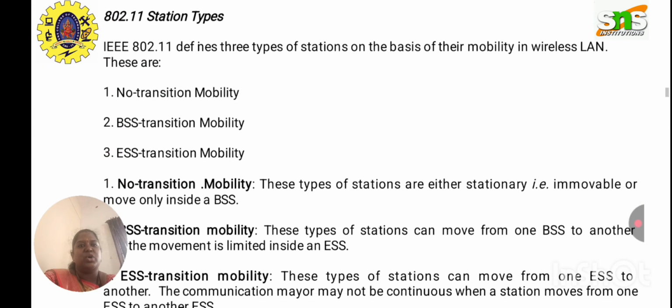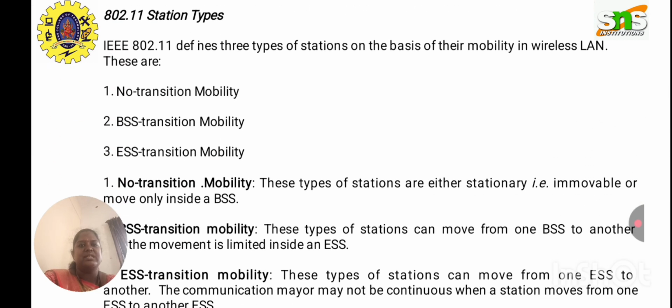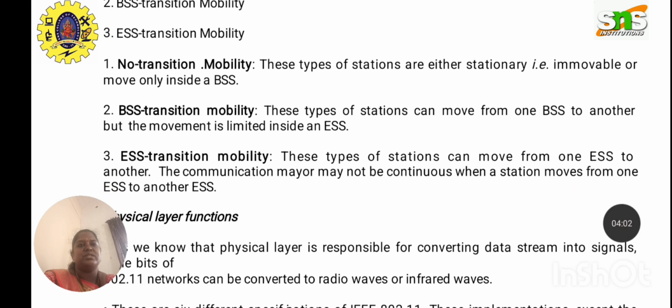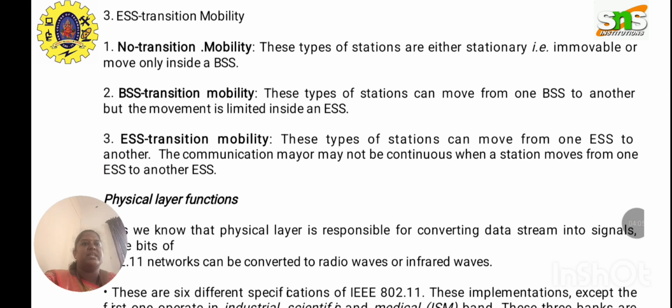We are having no-transition mobility, BSS-transition mobility, and ESS-transition mobility. No-transition mobility means these types of stations are either stationary or move only inside the BSS. BSS-transition means a station can move from one BSS to another BSS, but the movement is limited inside the ESS. ESS-transition means a station moves from one ESS to another ESS. Communication may or may not be continuous when a station moves from one ESS to another ESS.